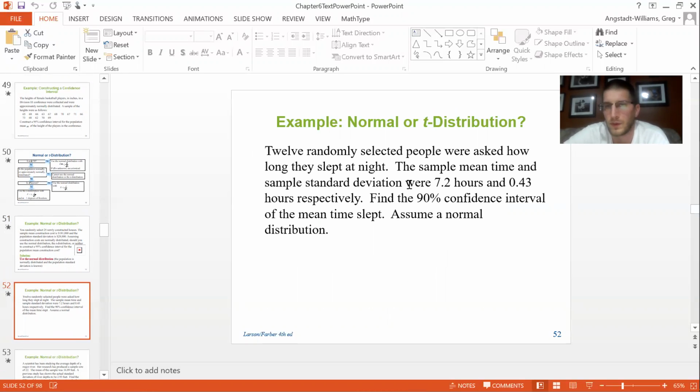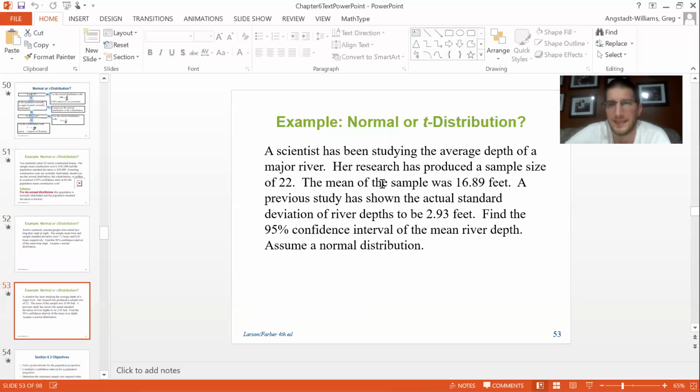So normal or T, Z or T, says 12, so we're less than 30, we drop down. Assume a normal distribution, so that's a yes, we drop down. Sample standard deviation, so because sigma is unknown, we go down and that is going to be a T distribution.